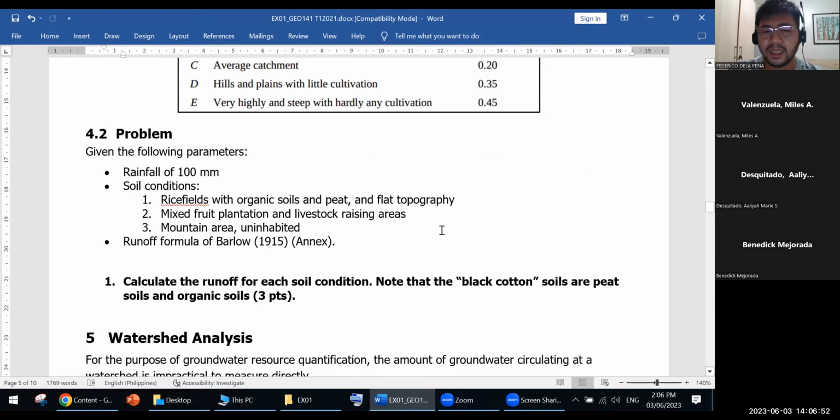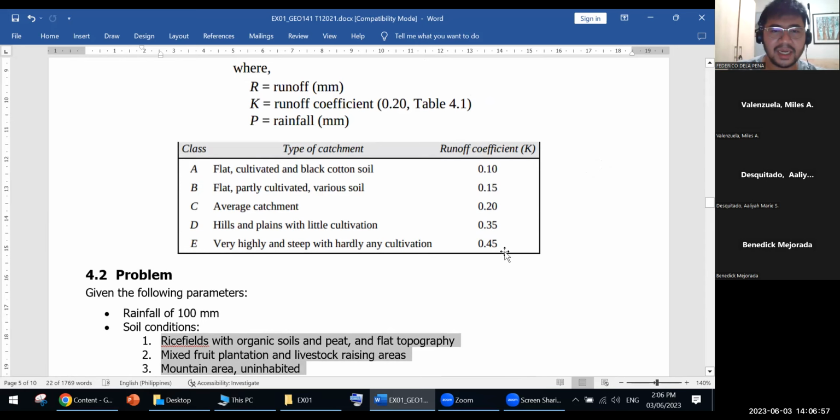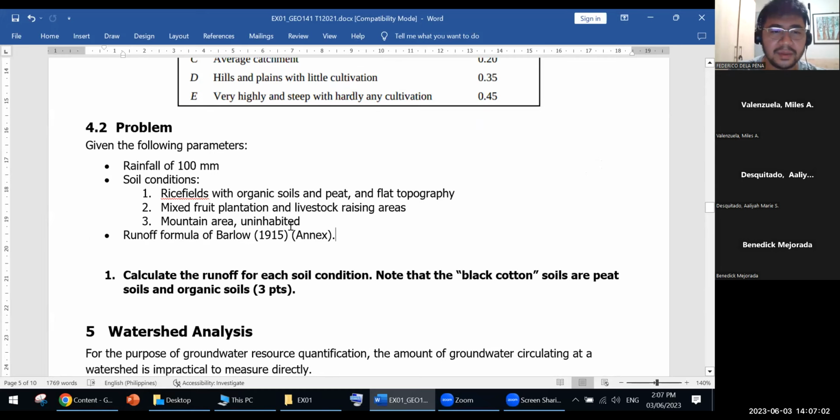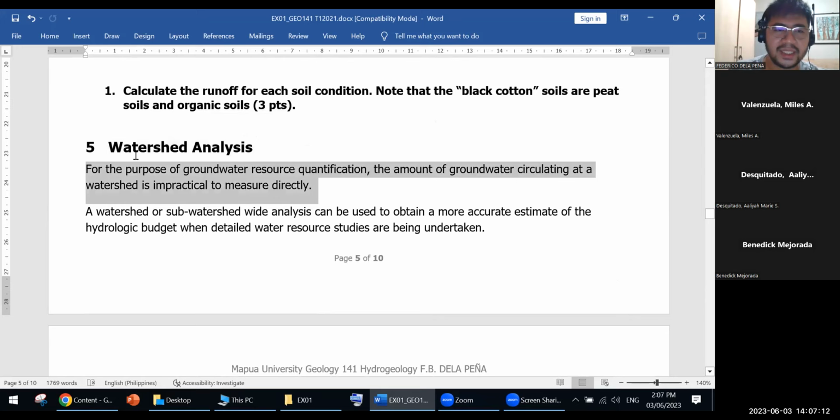Okay, so pansinin nyo, hindi siya sumasakto sa mga categories dito, no? So, I leave the judgment to you. Okay? Okay. That's it. Next problem is watershed analysis. Ito medyo mas matugo.